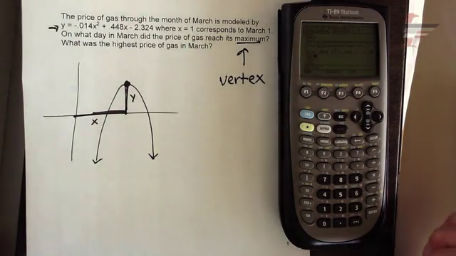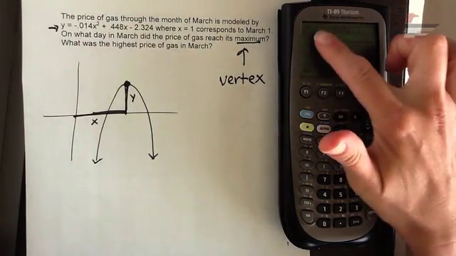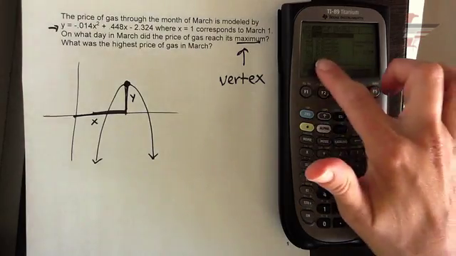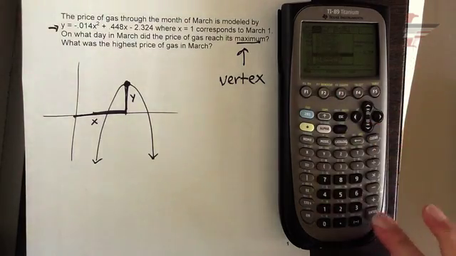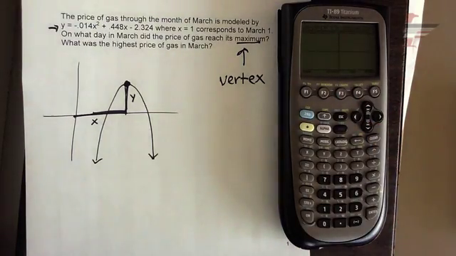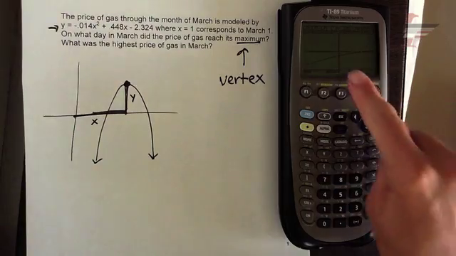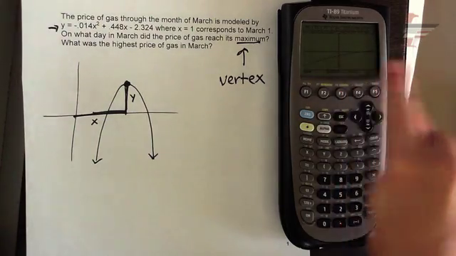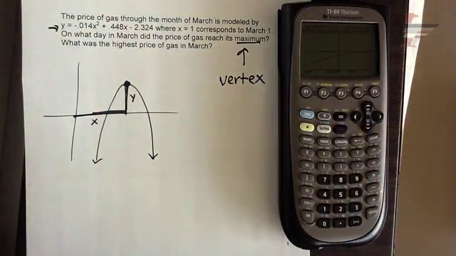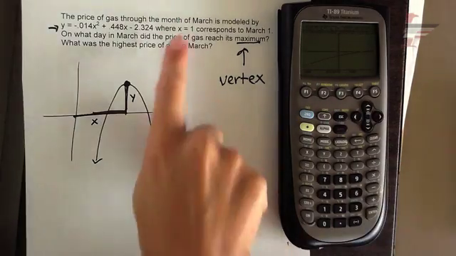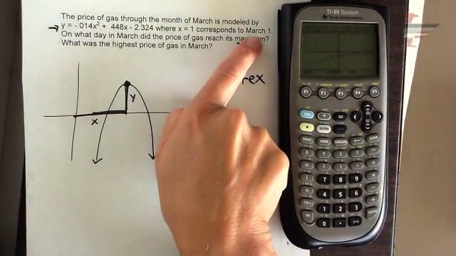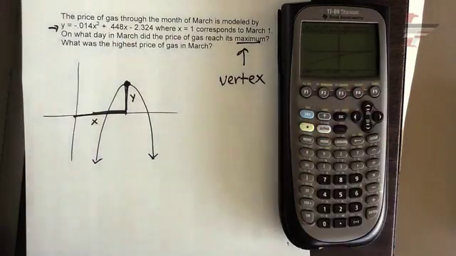Then I'm going to start out with a standard window. So remember, you can go to F2 for zoom and just go to a standard window to see what we can see. I know it's going to be opening down, and I'm going to be able to see some of it. I don't see the maximum point as well as I want, so I know that I should adjust my x max to see more out to the right, and that makes sense because x is days in March. Well, if I do a standard window, I only have 10 days in March.